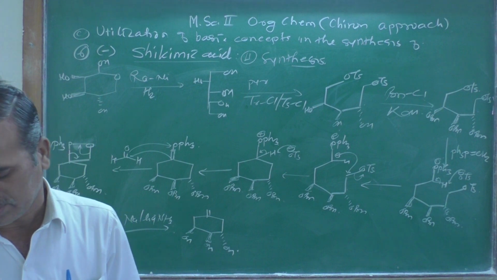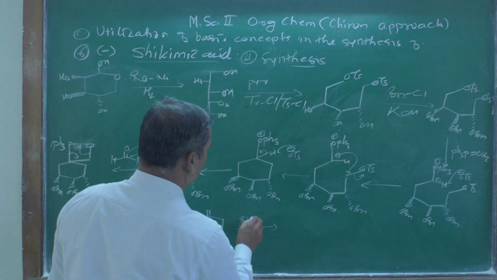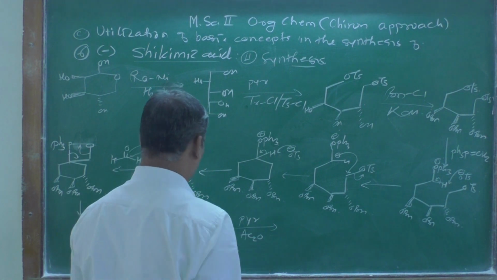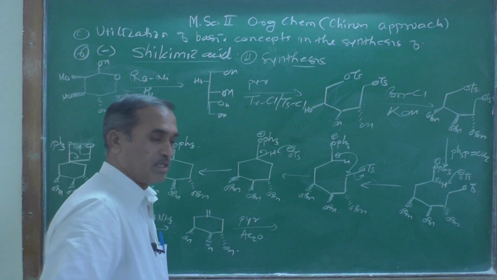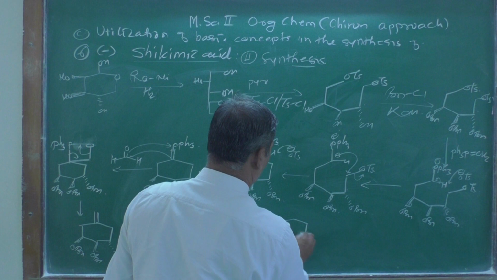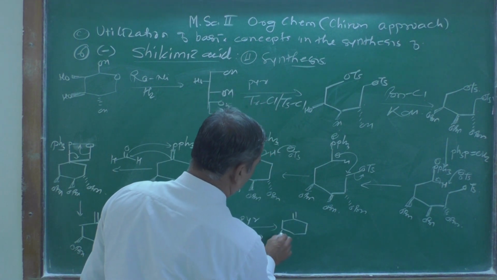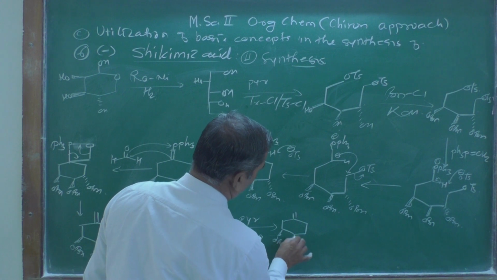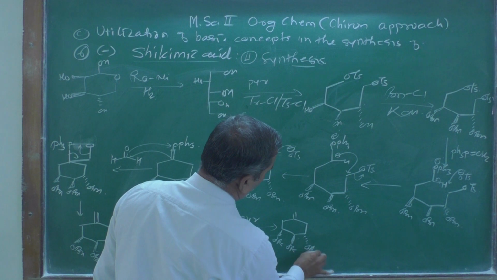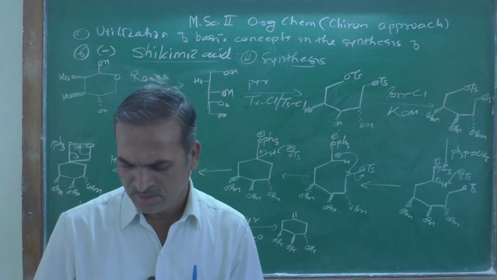After that it is treated with pyridine and acetic anhydride. What is going to happen? All these hydroxy groups get acetylated and protected, and we are going to get the product here: OAc, then again OAc dash dash dash OAc, like this.